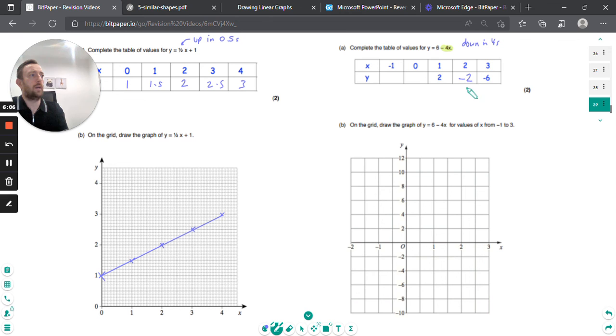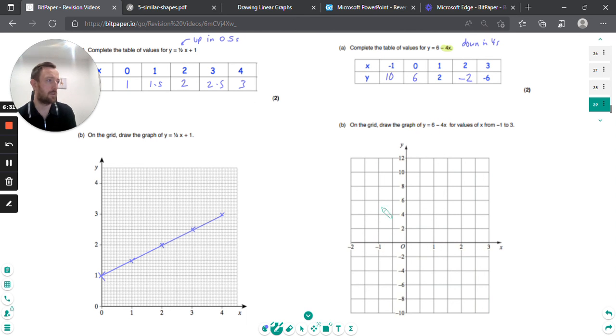So going the other way, the opposite of going down in 4s is to go up in 4s. So this will be 6. 2 plus 4 is 6. And if I add 4 again, it gives me 10. So let's just double check that. 10 take 4 is 6. 6 take 4 is 2. 2 take 4 is minus 2. And then again, it gives me minus 6. So that works. And then just like normal, let's plot it.